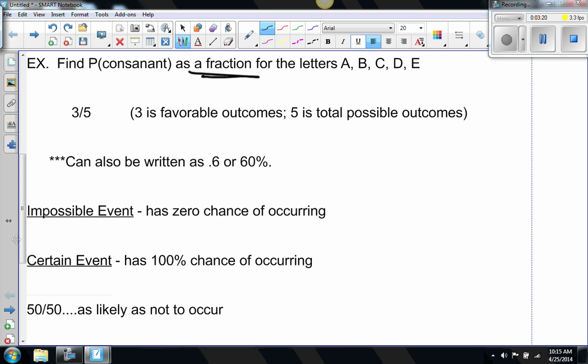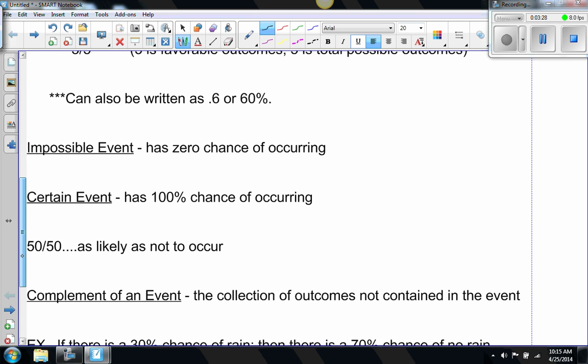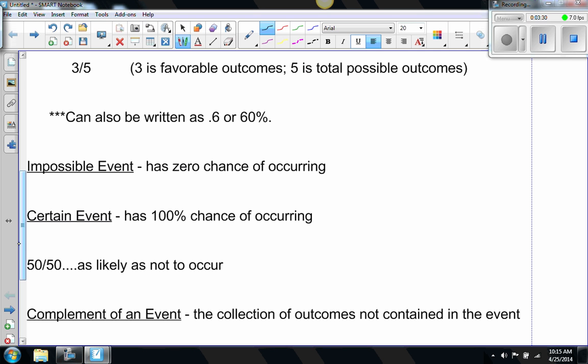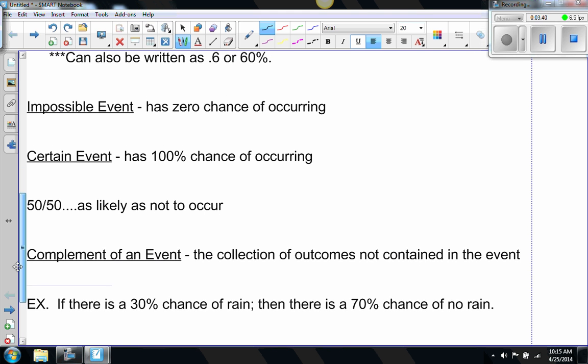If you say something is 50-50, it means it's as likely as not to occur. It has just as good a chance of happening as it doesn't. The complement of an event, what does it mean to complement something? It means the other side of something, right? So the collection of outcomes not contained in the event. So if they say there's a 30% chance of rain, then what's the complement to that? The fact that there's a 70% chance of no rain.